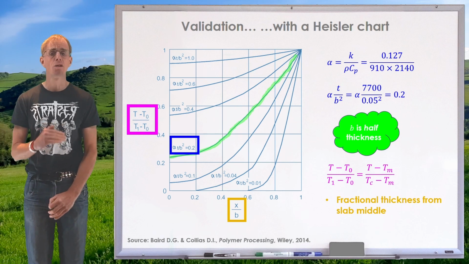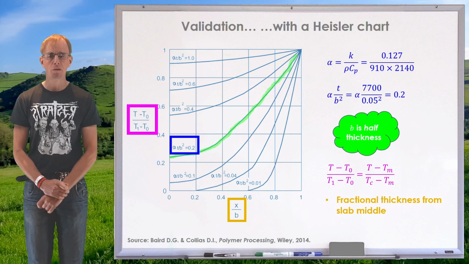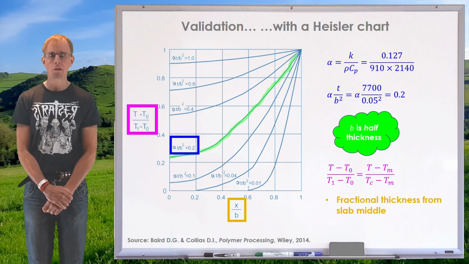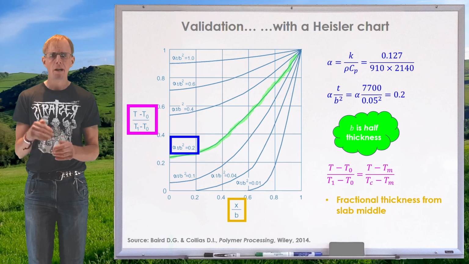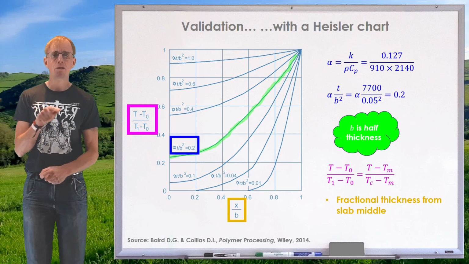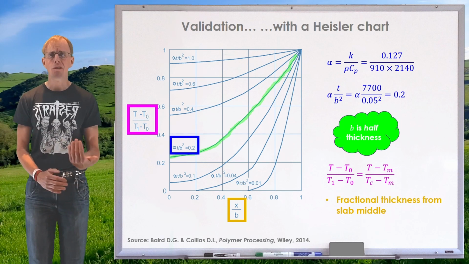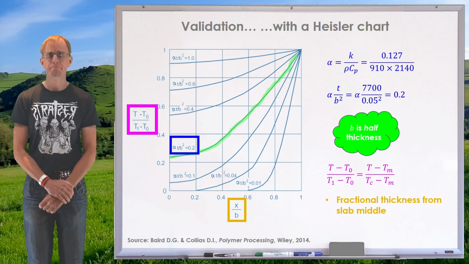This is the fractional thickness away from the middle of the slab. If x over b equals 0, then we're in the centre. And if it's 1, we're at the edge. So we're looking from the middle to the edge for our temperature profile. And so it's taking into account the symmetry of the problem.